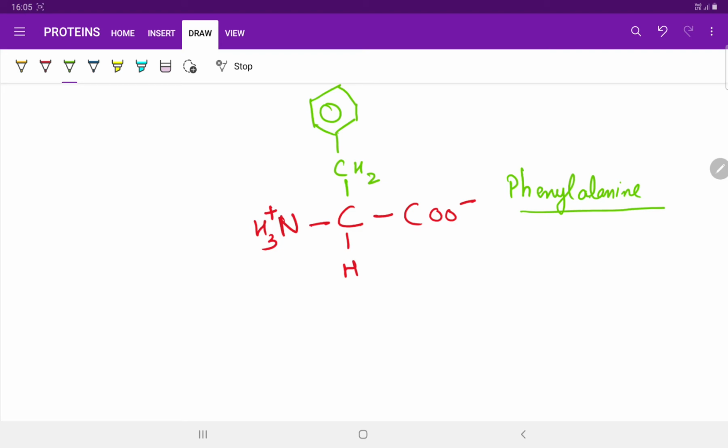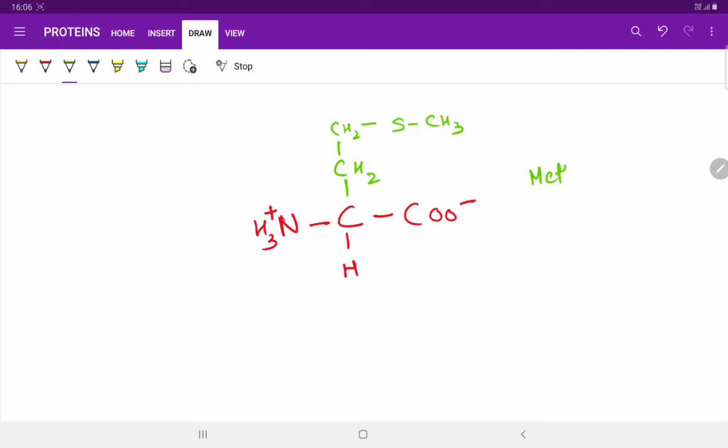Now instead of a phenyl group, if a sulfur containing side chain is attached, it becomes methionine. Now this structure is for the reference of methionine. Now these were all the examples of non-polar. Now we shall be studying the examples of polar.